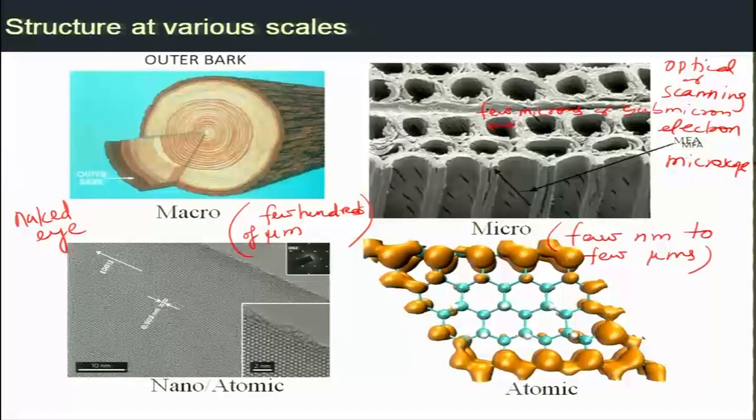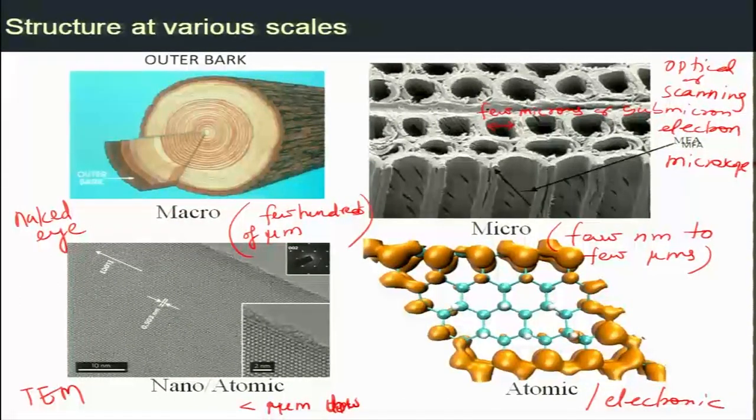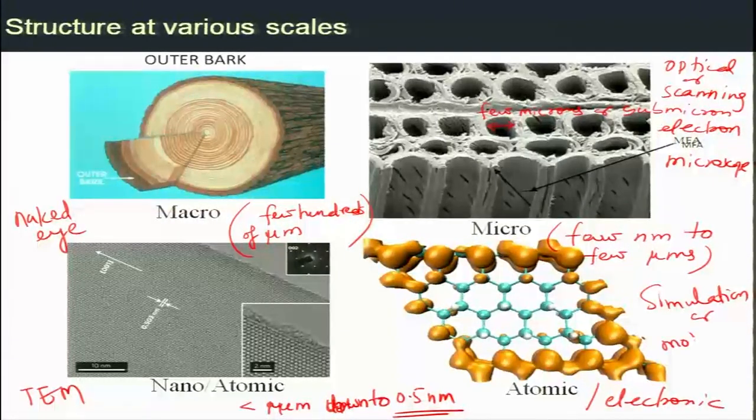These are basically atomic structures which further go to atomic, let's say, electronic. This is done by TEM for less than a micron, down to about half a nanometer. And if you want to go below this, you cannot do microscopy, you need to do simulations. So, this is by simulations or modeling.